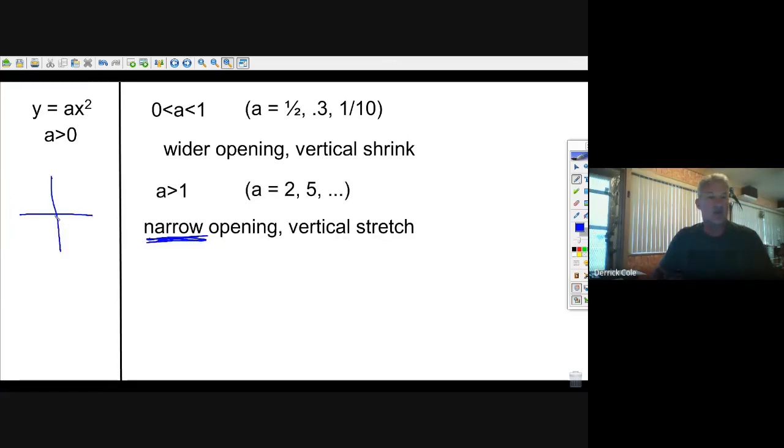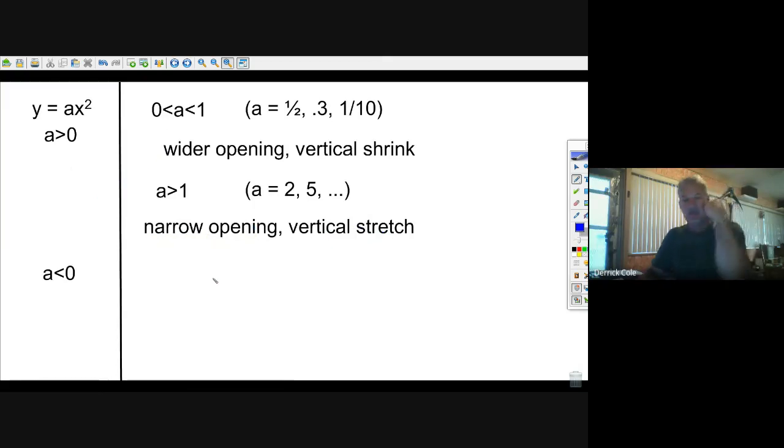So here's y equals x squared. A is between 0 and 1. It's going to be wide. That's this one, okay? When A is greater than 1, it's going to be inside. It's going to be narrow, okay? Narrow. Stretch.